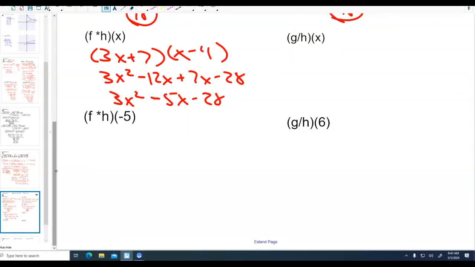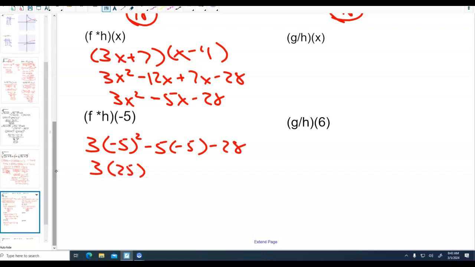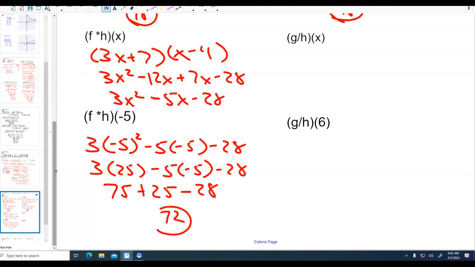The f times h of negative 5. Wherever I see x, I put in negative 5. Three times 25, negative 5 times negative 5, negative 28. So 75 plus 25 minus 28, 72.